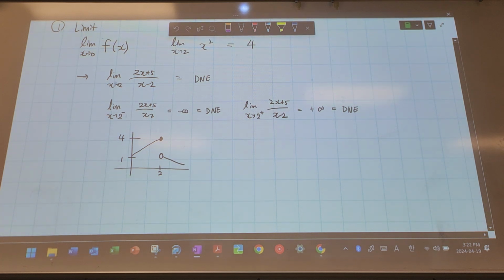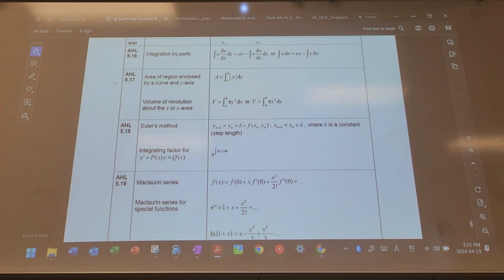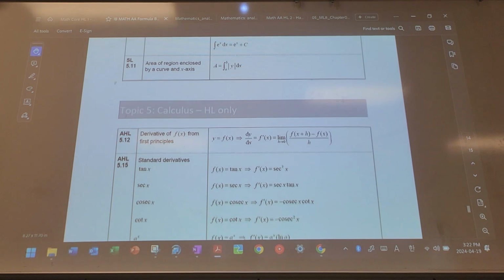So we talk about the direction of the limit. We also have to talk about the idea of the derivation from the first principle. So if you check the formula booklets, we have the derivative of f of x from the first principles, right? So here we actually see where the idea of differentiation comes in from taking the limit.